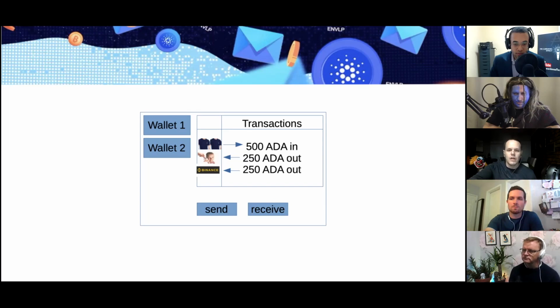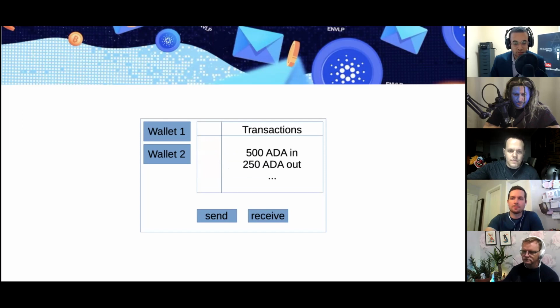So, for example, in this slide, you can see you have three transactions. Let's say you received 500 ADA because you sold two T-shirts online, and you sent 258 out to your kid as an allowance or something, and you sent another 250 to an exchange. Now, currently, when you open the wallet, all you see is the transactions, and you don't know what is the history connected to that.